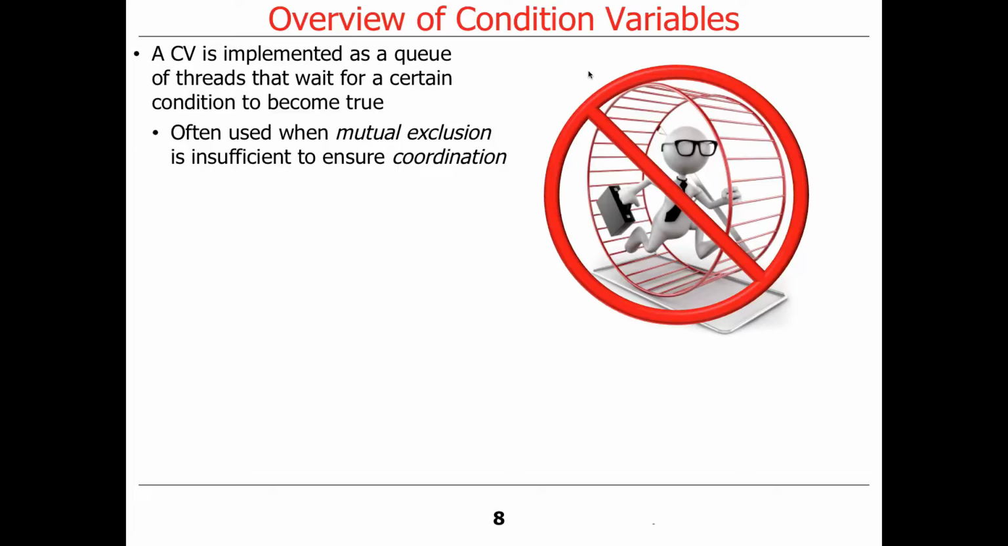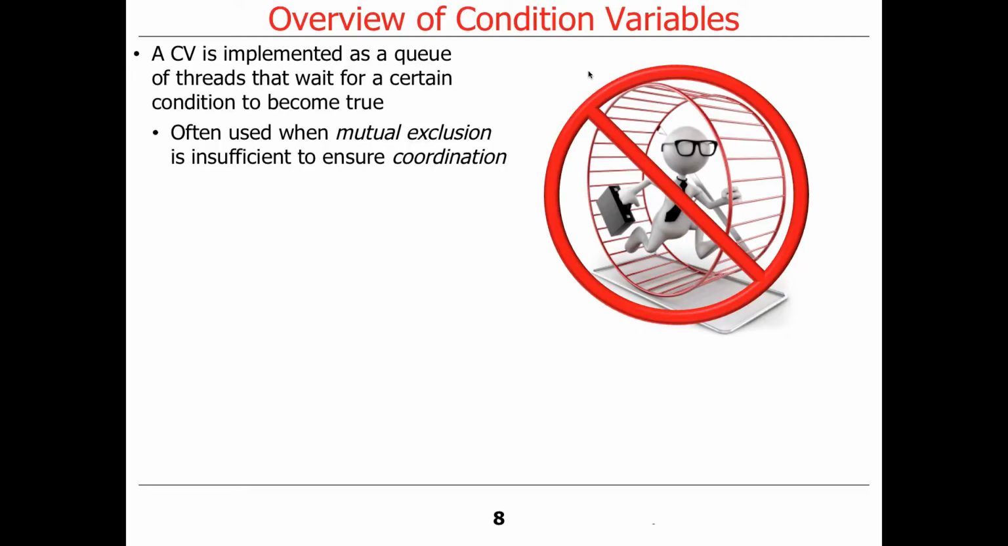We typically use condition variables when mutual exclusion is insufficient to ensure coordination. Mutual exclusion is very good for keeping others at bay while we do our thing. We've been talking about lots of examples where you want to be in a critical section and keep other things at bay while you do your stuff. That's what mutual exclusion is good for. But there are certain scenarios where mutual exclusion doesn't help you at all, either because it's the wrong abstraction entirely or because it's incredibly inefficient.